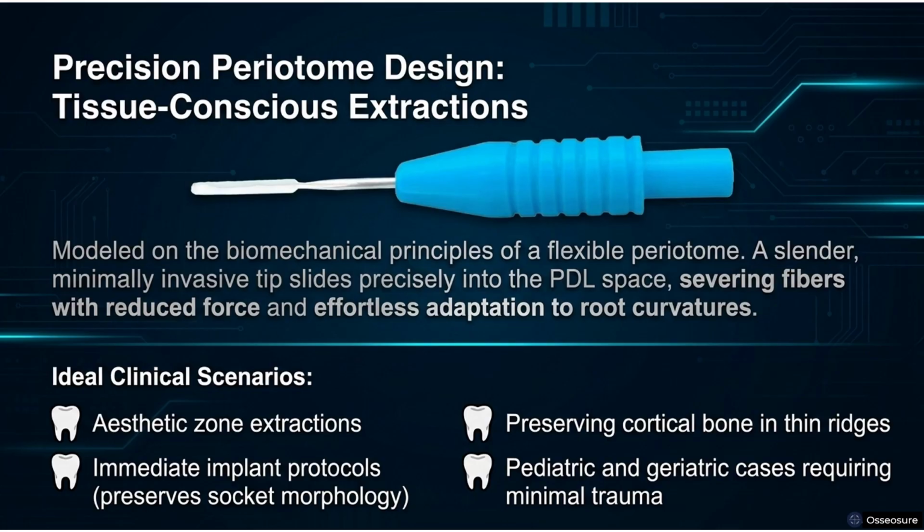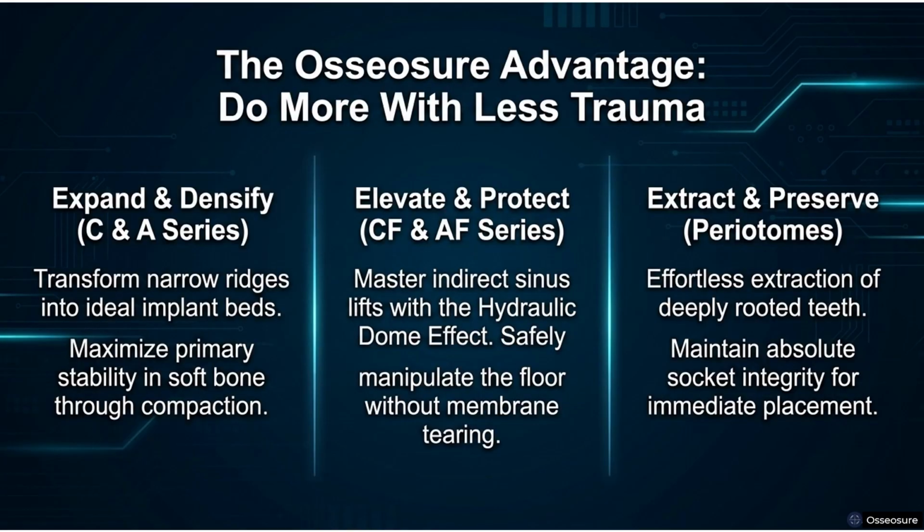Once you have used the periotome tip, at times you will use the F1 tip to create a little more space. F1 enters the periodontal ligament space already created by the periotome, and with that your extraction becomes simple and effortless.